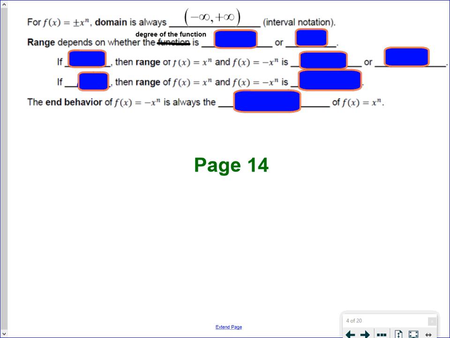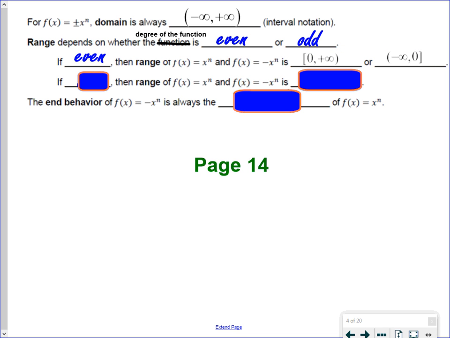In this next line, there's a little typo in the notes. It should say that range depends on whether the degree of the function is even or odd. If it's even, then the range of f of x equals x to the nth power, and f of x equals negative x to the nth power, is going to be 0 to infinity and negative infinity to 0, respectively.